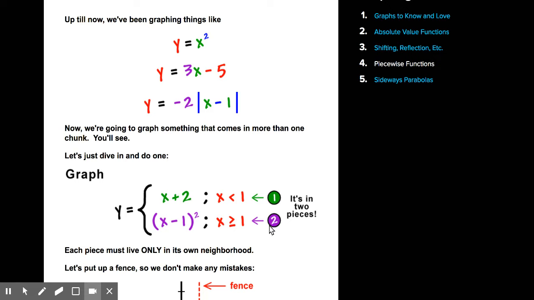However, if you want to put both of them on the same coordinate plane, you can restrict the domain, and then that will allow you to still have a function that passes the vertical line test. So it's in two pieces, and x less than 1 means 1 is not included for the line x plus 2, and x greater than or equal to 1 means that 1 is included, and anything bigger than 1 is included for the graph of (x minus 1) squared.